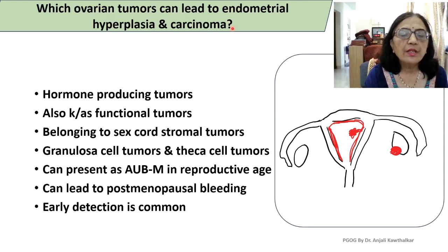Which ovarian tumors can lead to endometrial hyperplasia and carcinoma? These are the hormone producing tumors, the sex cord stromal tumors, granulosa and theca cell tumors, where the patient presents with heavy menstrual bleeding, AUB in reproductive age, and postmenopausal bleeding can also be the presenting symptom. Early detection is common because of this presentation, and overall prognosis is better.